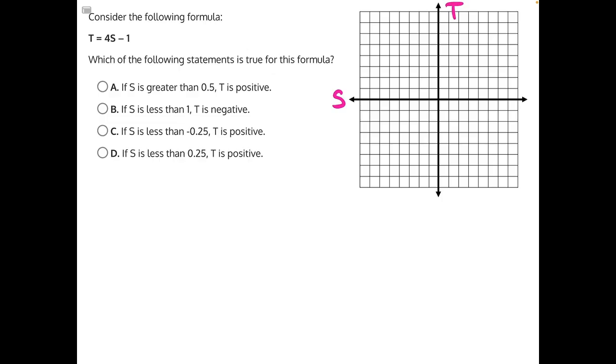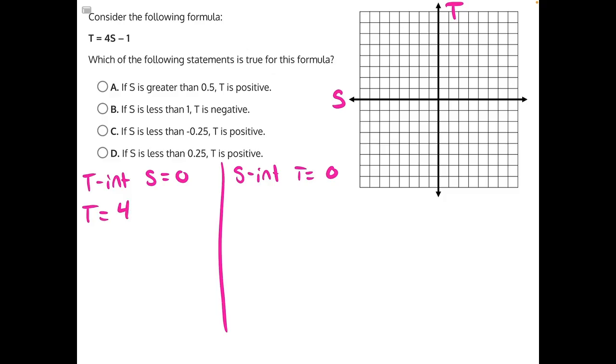Now, the fastest way to graph this is going to be to find our s and t intercepts and just graph those 2 points. Our t-intercept is where s equals 0, and our s-intercept is where t equals 0. So let's start with our t-intercept. We'll have t equals 4 times s, which is 0, minus 1. T equals 4 times 0 is just 0, minus 1 will give us t equals negative 1. So when s is equal to 0, t is equal to negative 1: 0, comma negative 1.